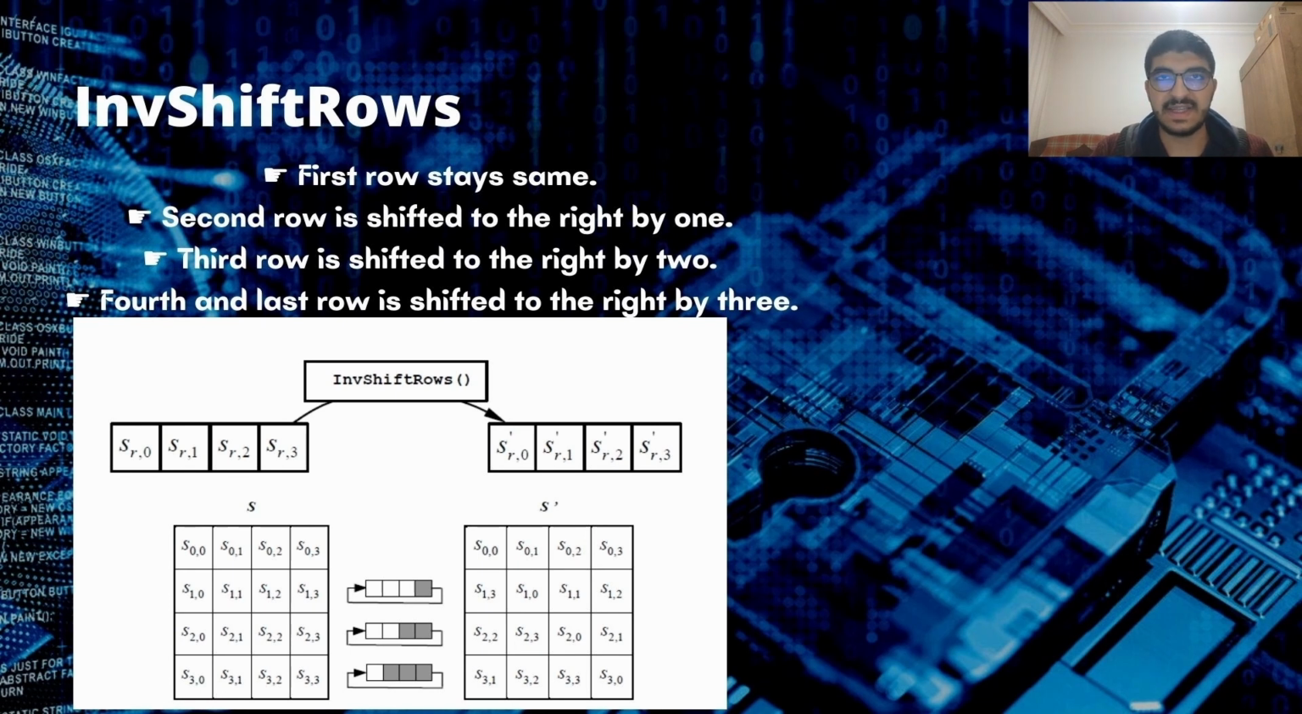The first row stays the same. The second row is shifted to the right by 1. The third row is shifted to the right by 2. And the fourth and last row is shifted to the right by 3. As I mentioned earlier, in the shift rows operation, we were shifting to the left. Now, when we are decrypting the ciphertext, we are using the inverse shift rows operation, and we are shifting the elements to the right.